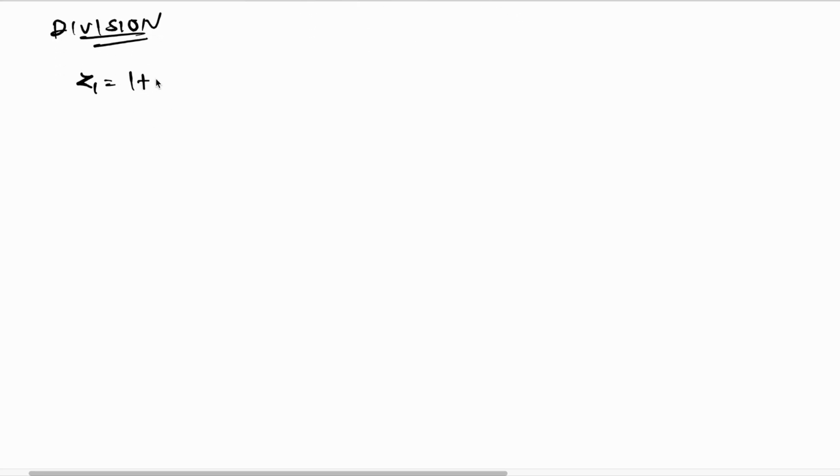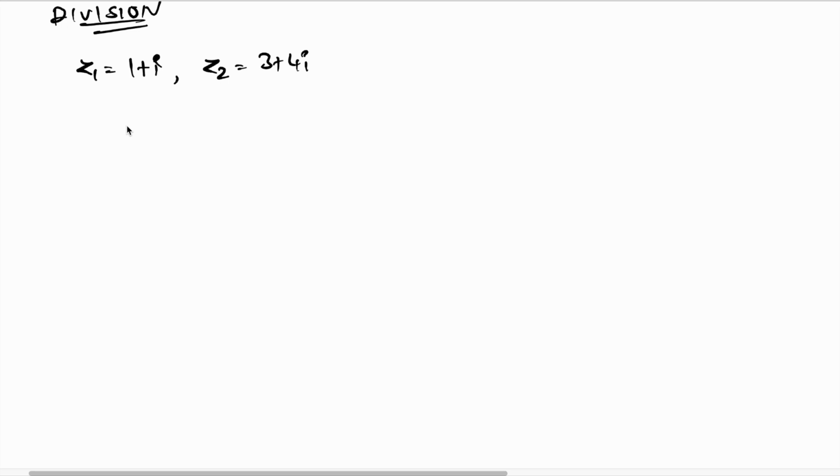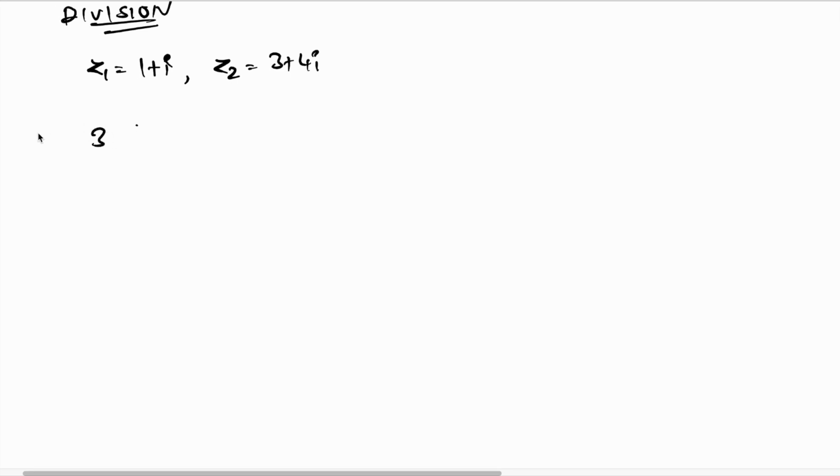So I'll define a complex number z1 as 1 plus i and another complex number z2 as 3 plus 4i. So if I have to find the division z2 upon z1, that can be written as 3 plus 4i upon 1 plus i. So my objective now is to write the division z2 upon z1 in the form of a plus ib. That means the real part of z2 upon z1 should be visible and the imaginary part should be visible separately.